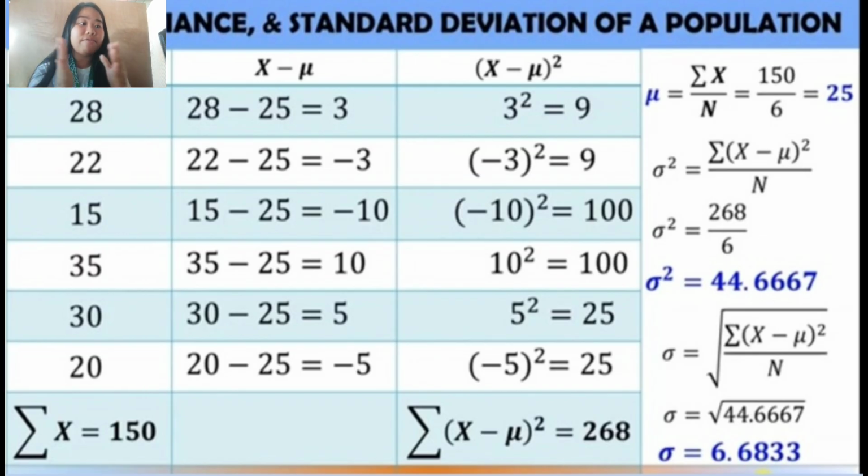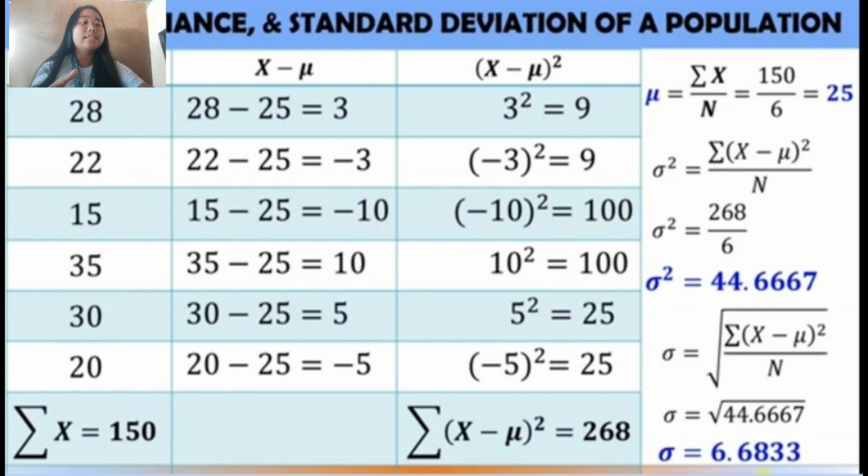Once you have the population variance, you can get the population standard deviation. The formula is the square root of summation of x minus mu squared over N. So you take the square root of the variance, which is 44.667. The population standard deviation is 6.6833 or 6.68. So that is how to compute the population mean, population variance, and population standard deviation.